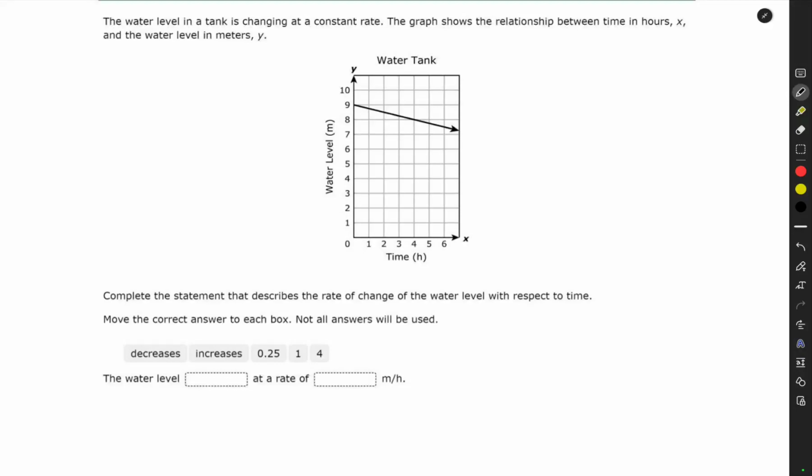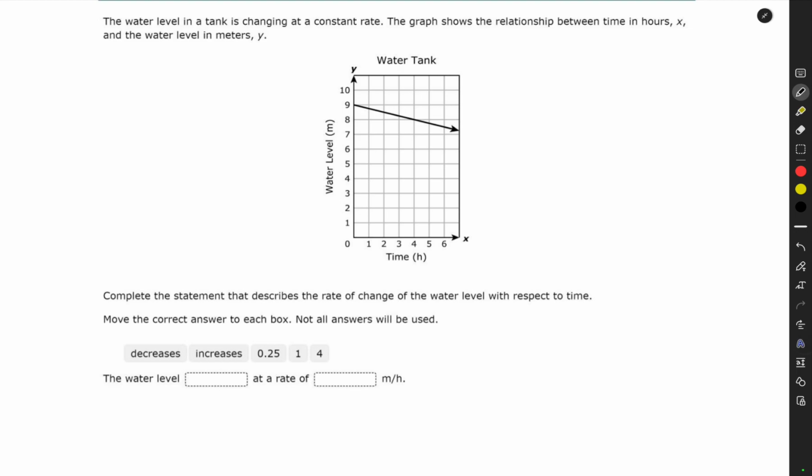Alright, the second question is the water level in a tank is changing at a constant rate. The graph shows the relationship between time in hours, x, and the water level in meters, y. That means if I closely analyze the graph, on the y-axis it's representing water level in meters, and on the x-axis it is representing time in hours.